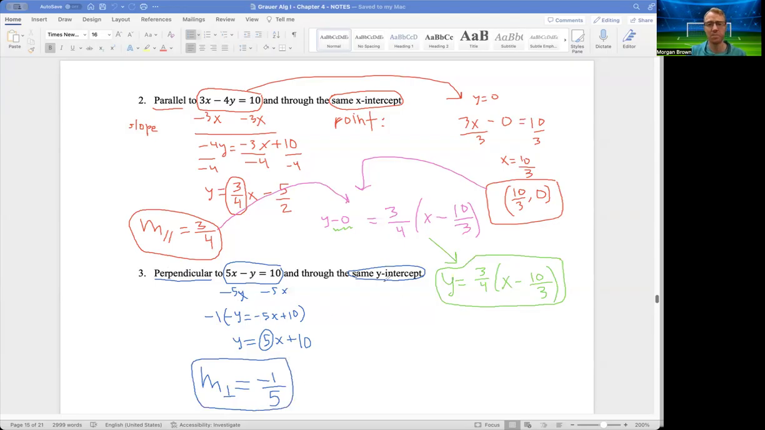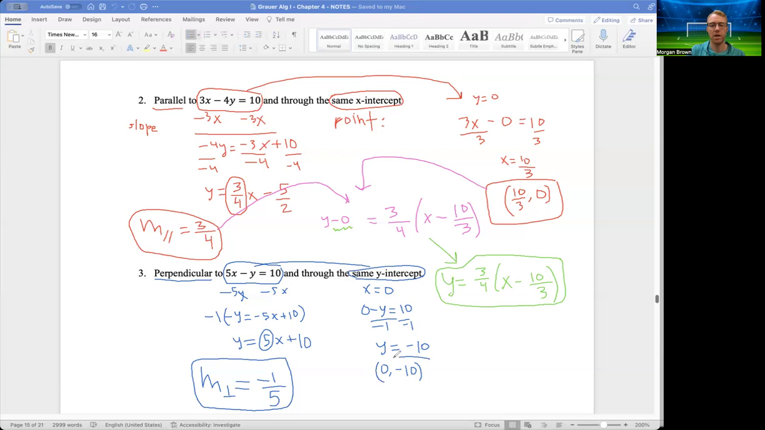Now I need to find the y-intercept. Again, to find a y-intercept, I'm going to set x equal to 0 and plug that into this equation right here. So I'll have 0 minus y equals 10. So again, I got to get rid of the minus sign. So divide by negative 1 or multiply by negative 1, and I get y equals negative 10. So my y-intercept is 0, comma, negative 10 as a coordinate point.